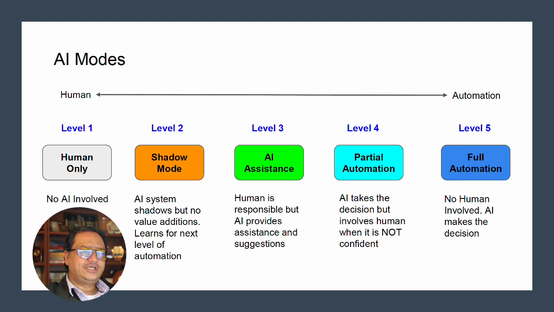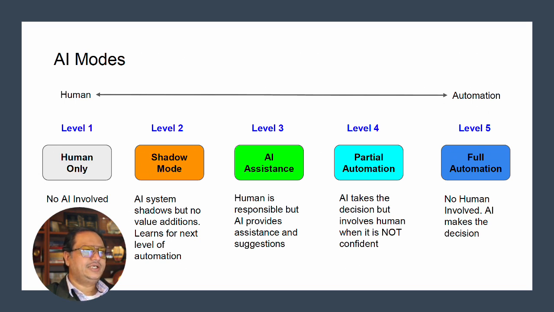So, before I share the tools, I want you to have this framework in mind. We think about the role of AI in these five levels. Level one is when AI has no role at all, and humans are taking on all the burden of collecting the data, interpreting, and making decisions.